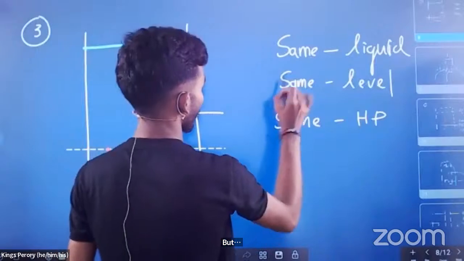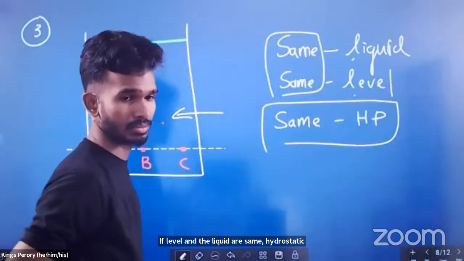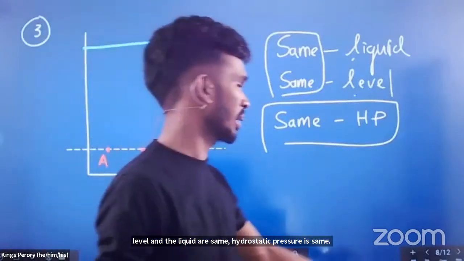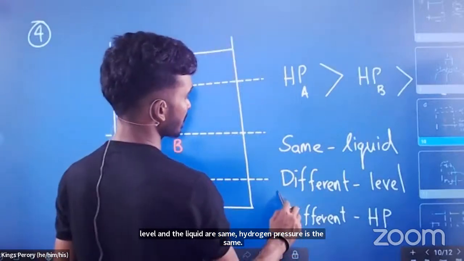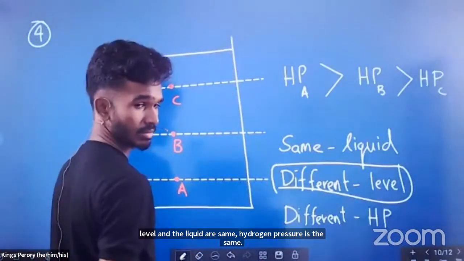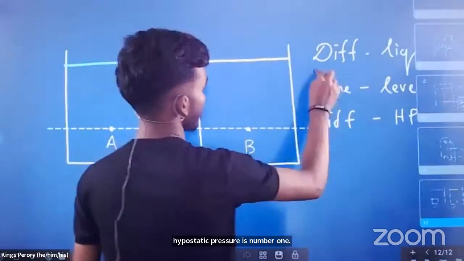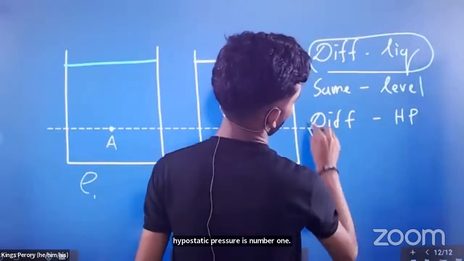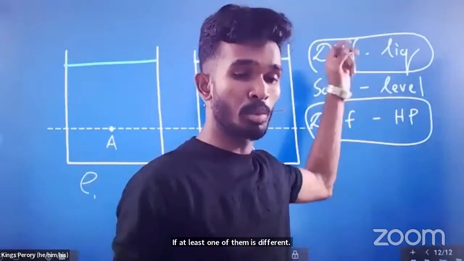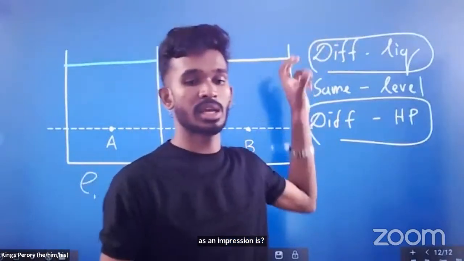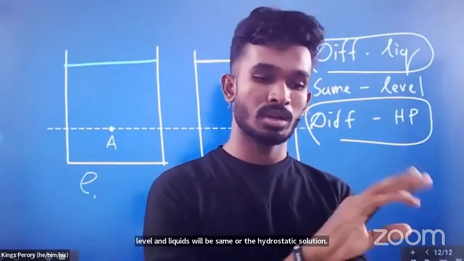If the level and the liquid are the same, hydrostatic pressure is the same. If at least one of them is different, hydrostatic pressure is different. Both the level and the liquid should be the same for the hydrostatic pressure to be the same. If at least one is different, the hydrostatic pressure is different.